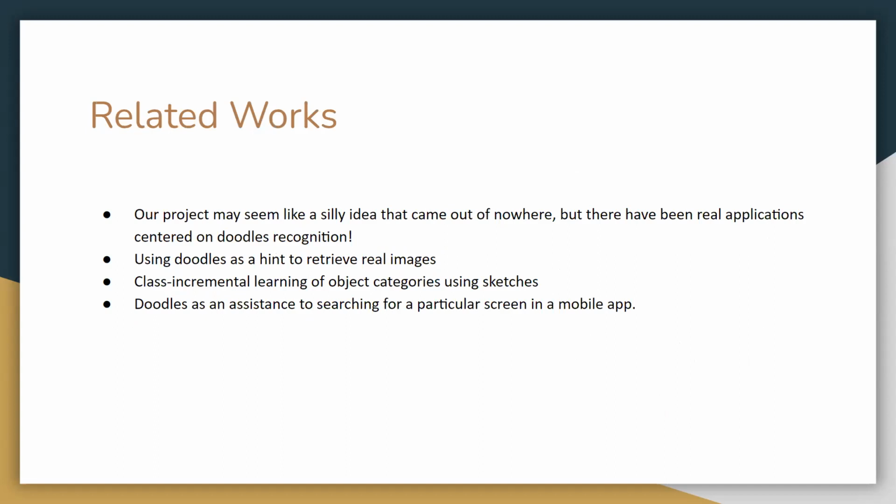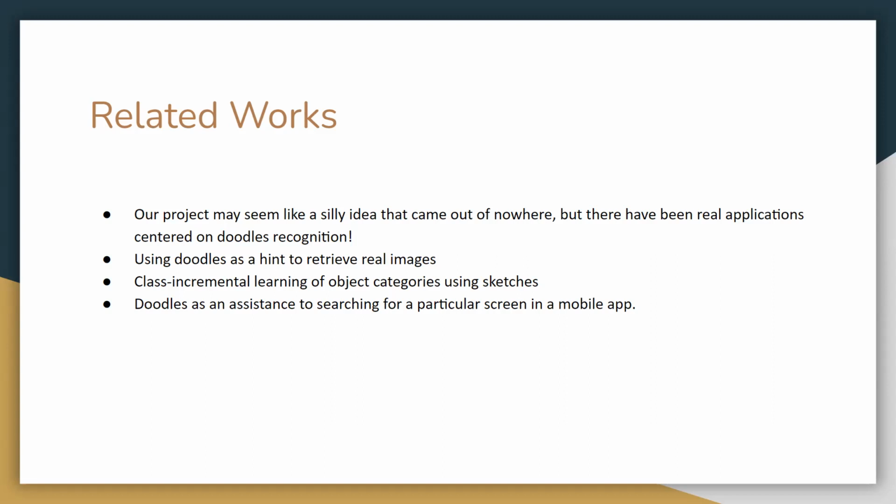Our project may seem like a silly idea that came out of nowhere, but there have been real applications centered on doodle recognition. Recently, there is growing interest in using doodles or sketches as a means of image retrieval or classification. One work proposed a practical method for zero-shot sketch-based image retrieval, where human sketches are used as queries to retrieve real photos from a database. Another work focused on class incremental learning of object categories using sketches. Essentially, their framework allows users to freely sketch a few examples of a novel class for the model to learn to recognize photos of that class.